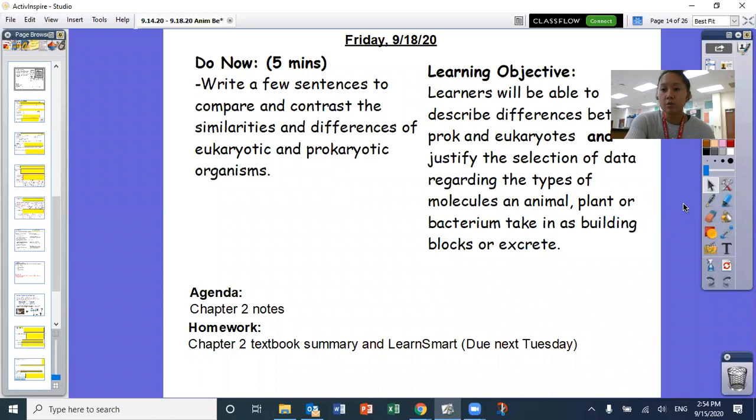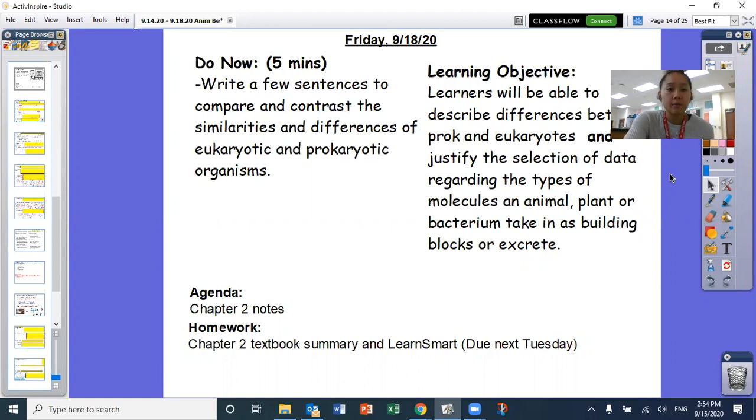So let me share my screen. And the first thing I want you to do is take a moment to jot down and recall the similarities and differences of eukaryotic and prokaryotic organisms. So pause and write a few down underneath the date for today where you are starting this new section of notes.